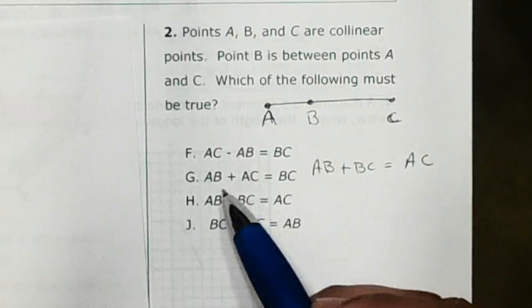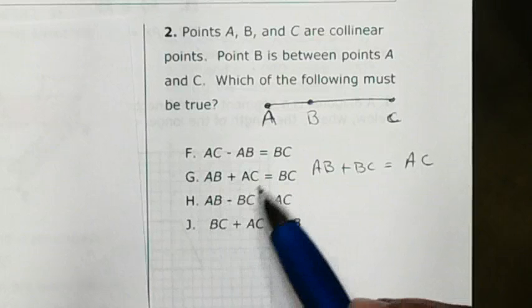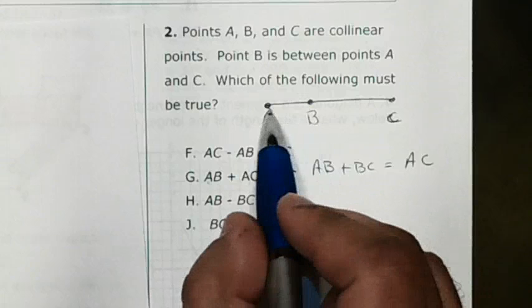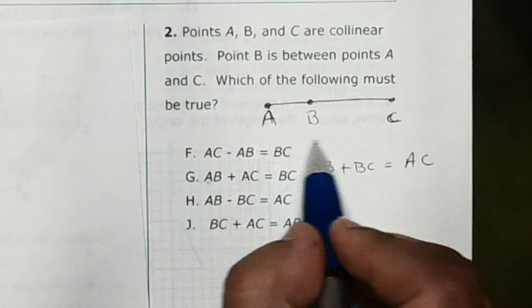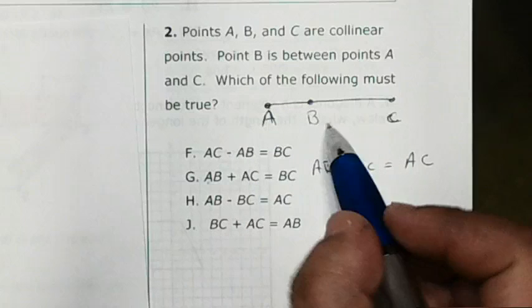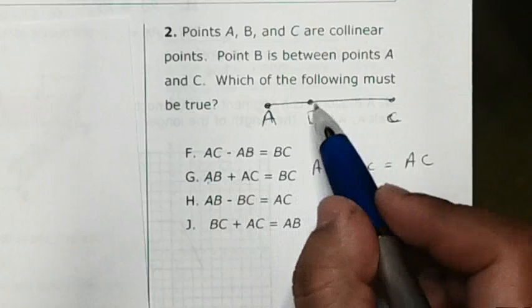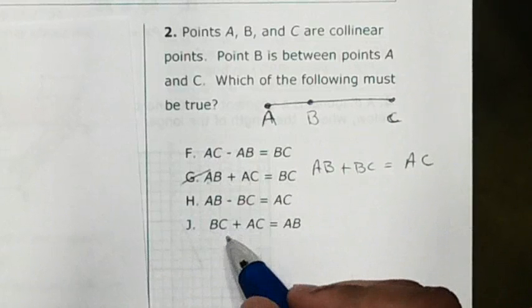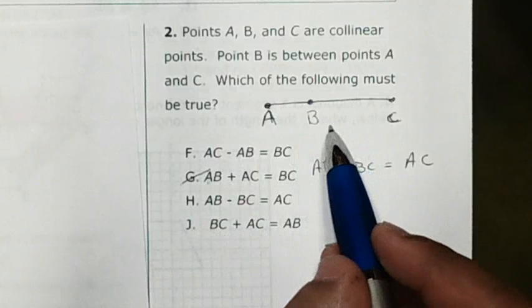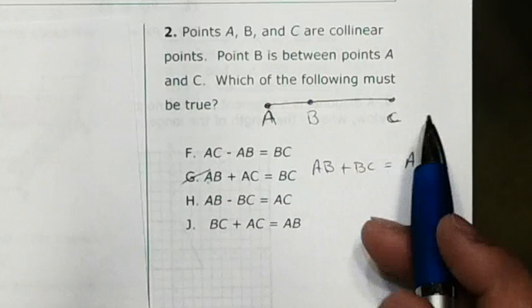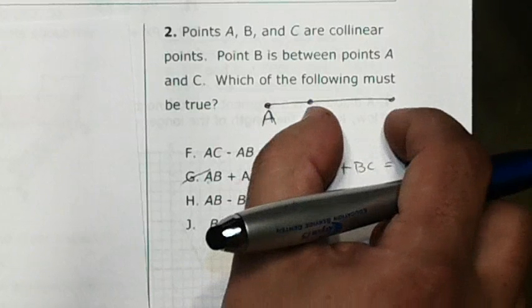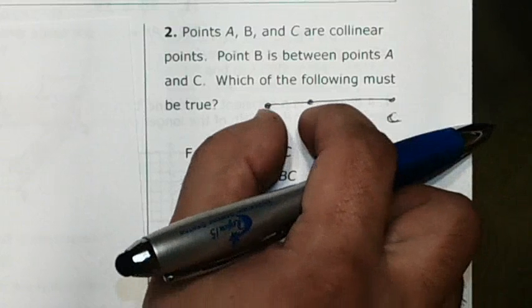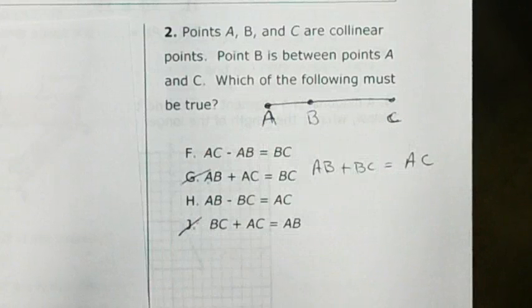Alright, and so looking at this, I want to look at my addition ones first. AB plus AC, so that's AB here, AC is here. And if I add those two, I'm supposed to get this little smaller piece, which is not true. That doesn't make sense. BC and AC. Okay, so BC is this small piece here. AC is the whole thing. I can't add them together and get the smaller piece, so I know that one is not true as well.